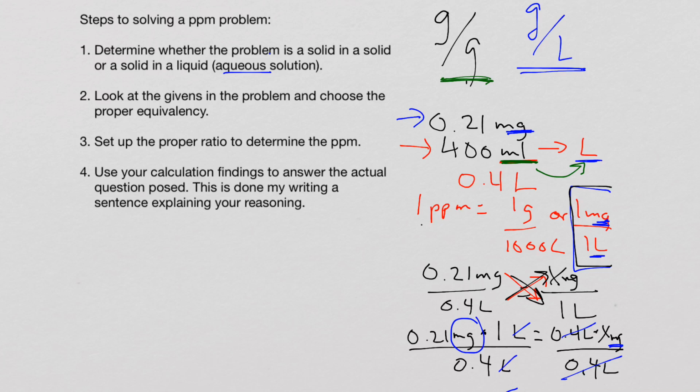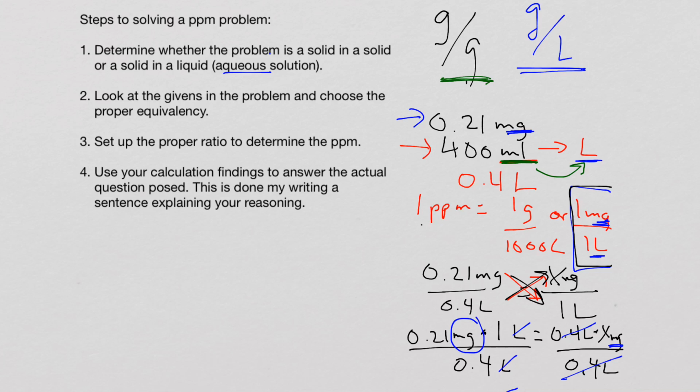So I've just determined, number one, that I actually have a solid in a liquid. I've got an aqueous solution. This means that I'm going to have to choose my proper equivalencies. Once I've chosen whether I'm dealing with a solid in a solid or an aqueous solution, I'm now going to have to choose the proper equivalency to set up my actual ratio.